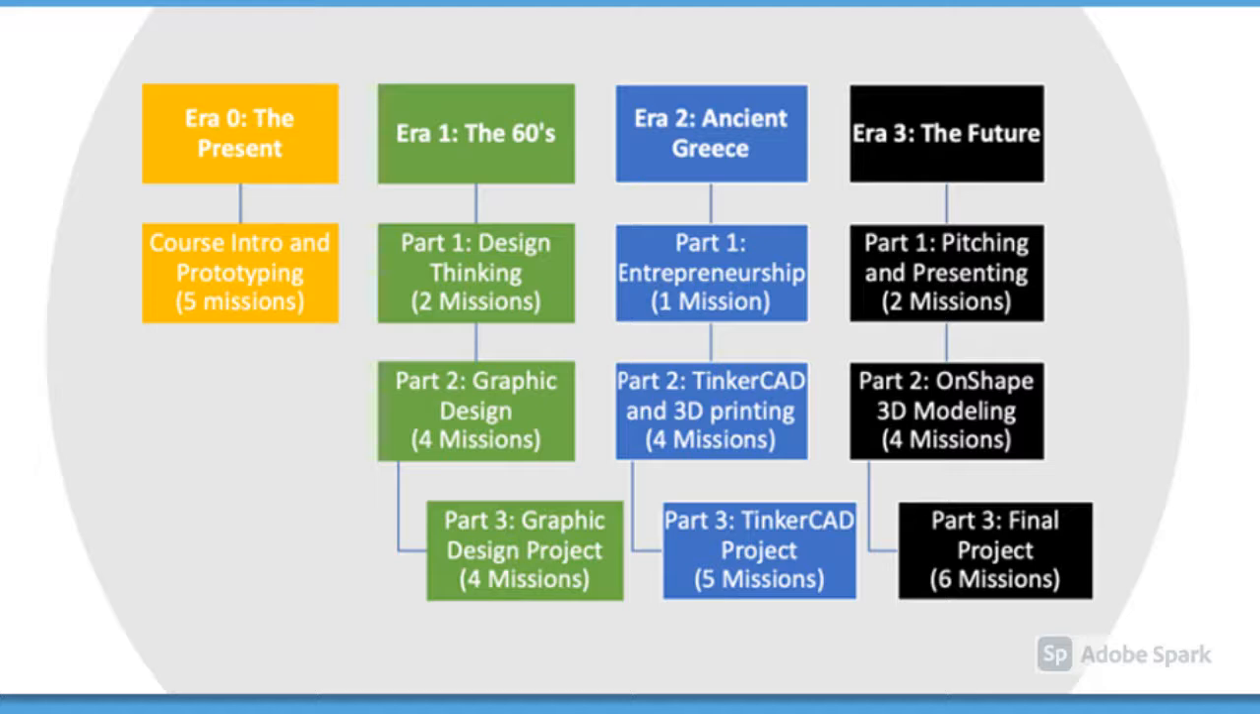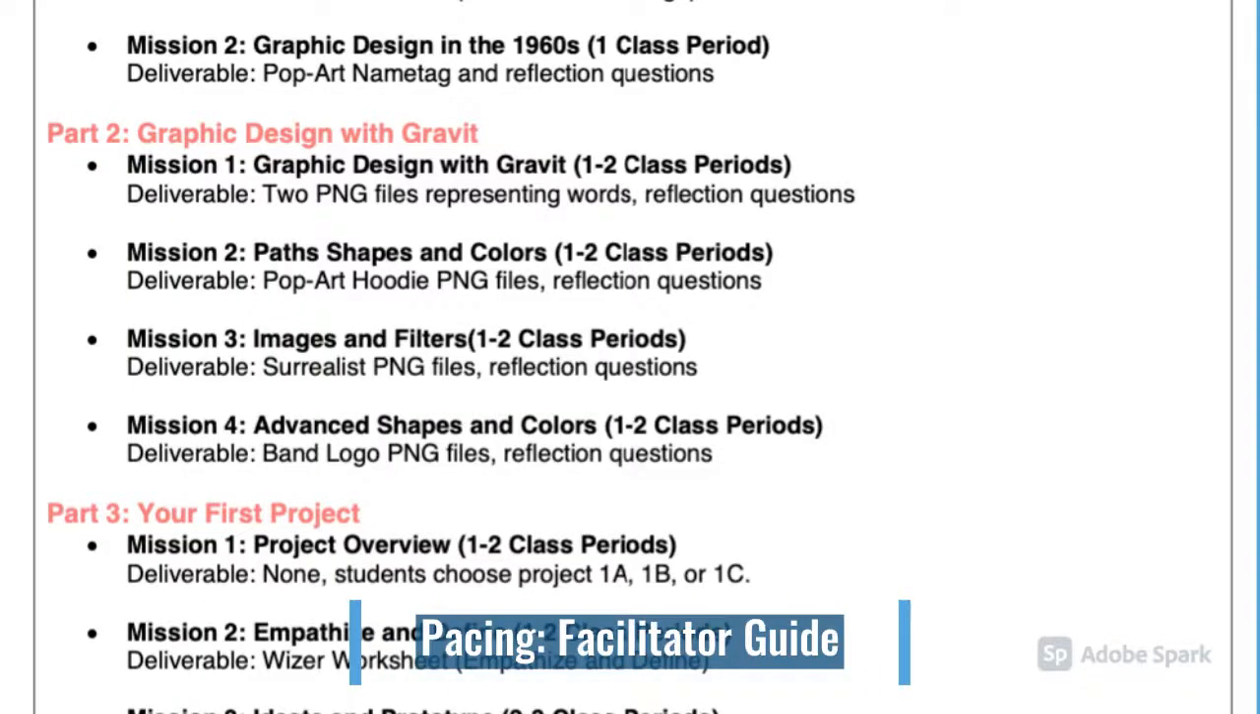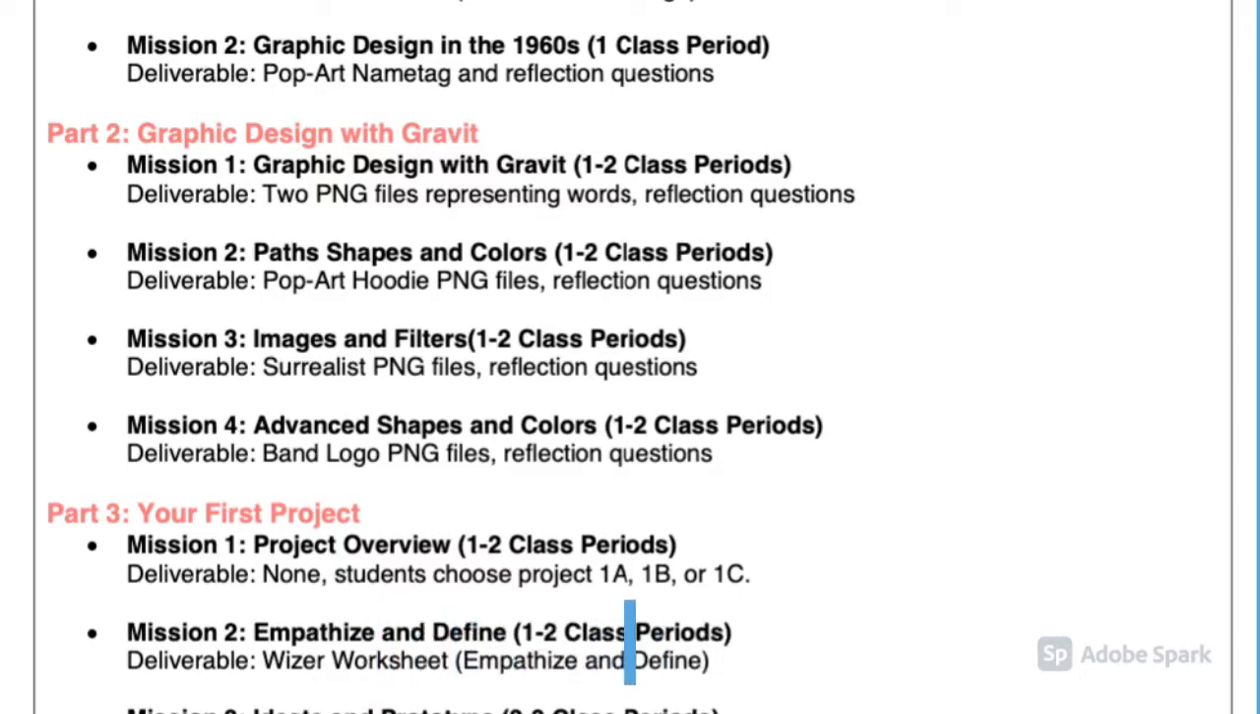Notice that as the projects progress throughout the class, there are more missions for each project, as the projects increase in rigor throughout the course. The facilitator guides are a great place to familiarize yourself with the pacing for each set of missions. It will tell you the total number of class periods needed to teach the section, as well as break down the number of class periods mission by mission.